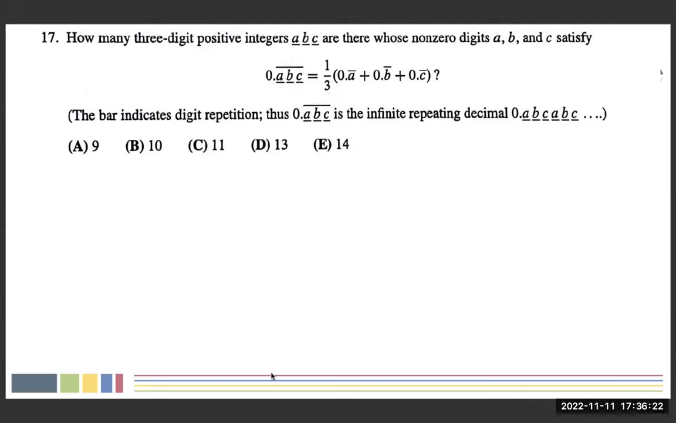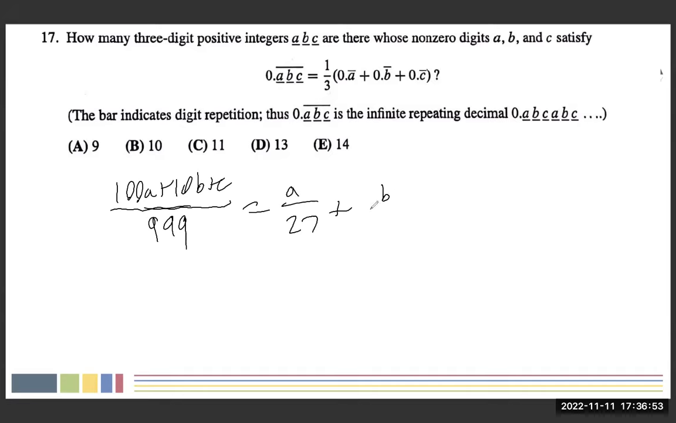Now, because ABC represents the 3-digit positive integer, and A, B, and C are digits, they're not being multiplied in this scenario, which is very confusing. So I'm just going to convert it into place value right now: 100A plus 10B plus C. And this is equal to 1/3 of A over 9, which is A over 27, plus B over 9 times 1 over 3, B over 27, plus C over 27.